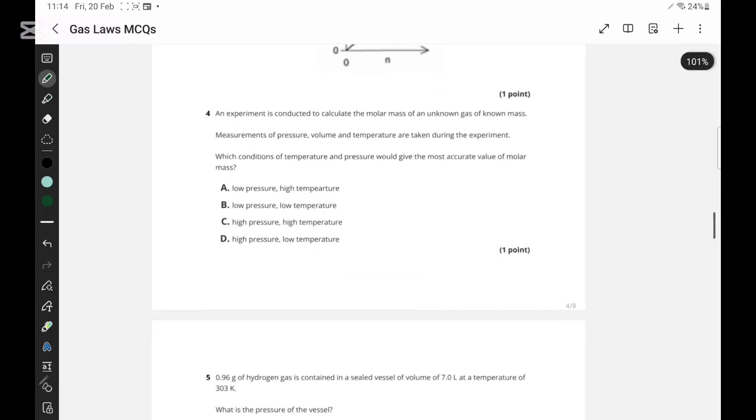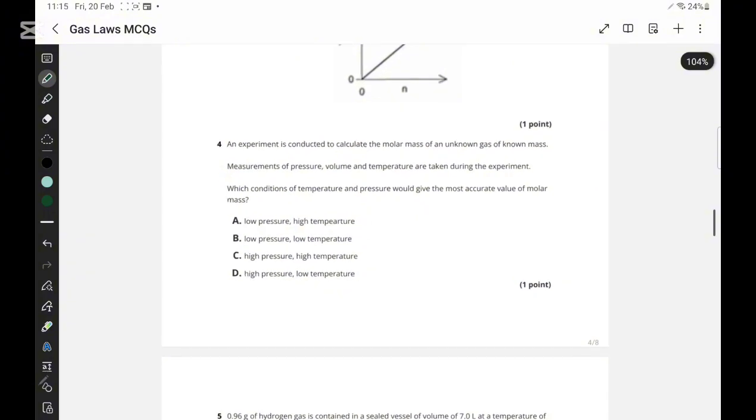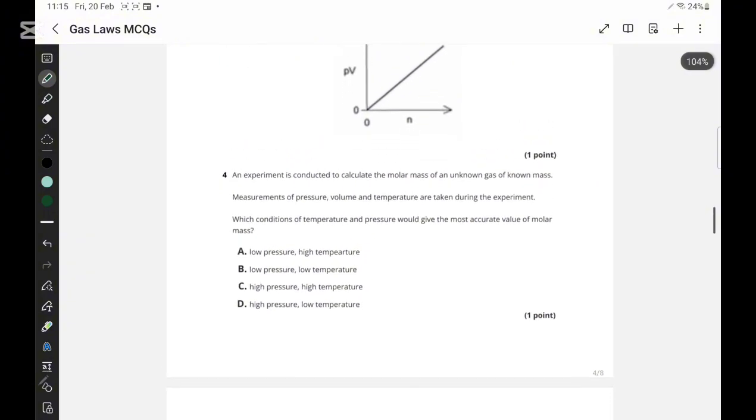For this question, an experiment is conducted to calculate the molar mass of an unknown gas of known mass. Measurements of pressure, volume and temperature are taken during the experiment. Which condition of temperature and pressure would give the most accurate value of molar mass?